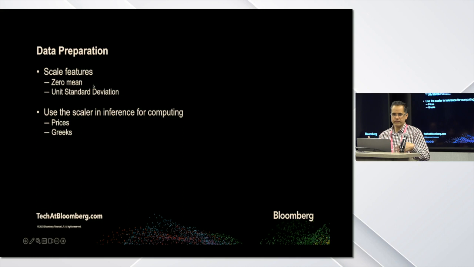And now we have to start the training process. So we do the usual stuff. We need to scale the features because the scale of each feature is totally different. So it's important to scale the features, using standard scaling, for example. And it's also important how to use the scaler during inference. You need to use the scaler properly when learning prices and Greeks. So it's important to understand how to do that.